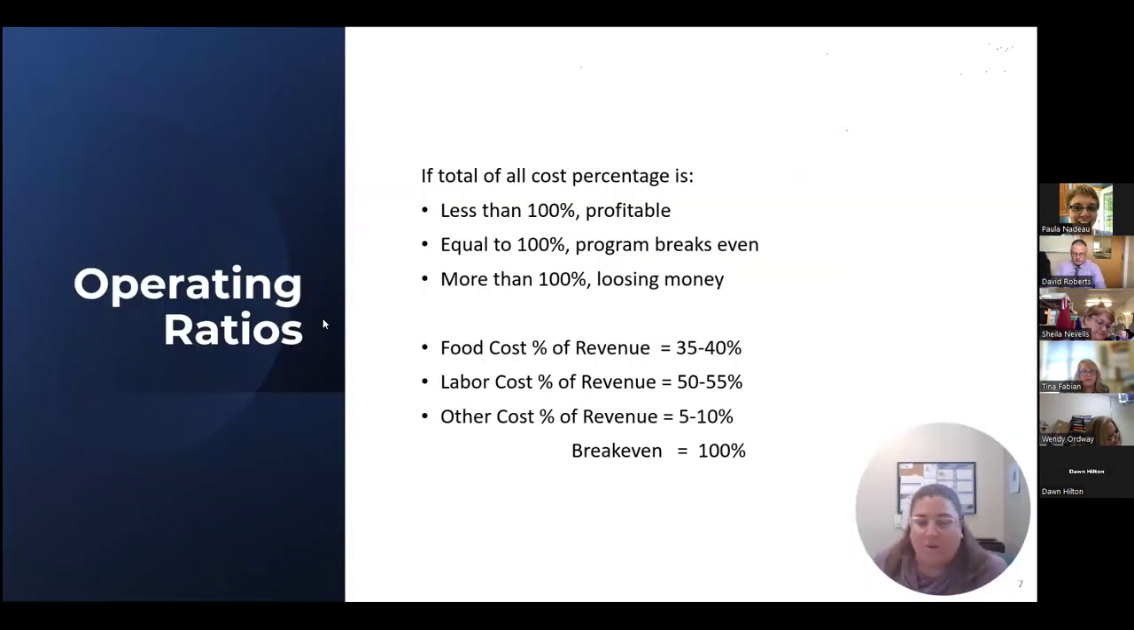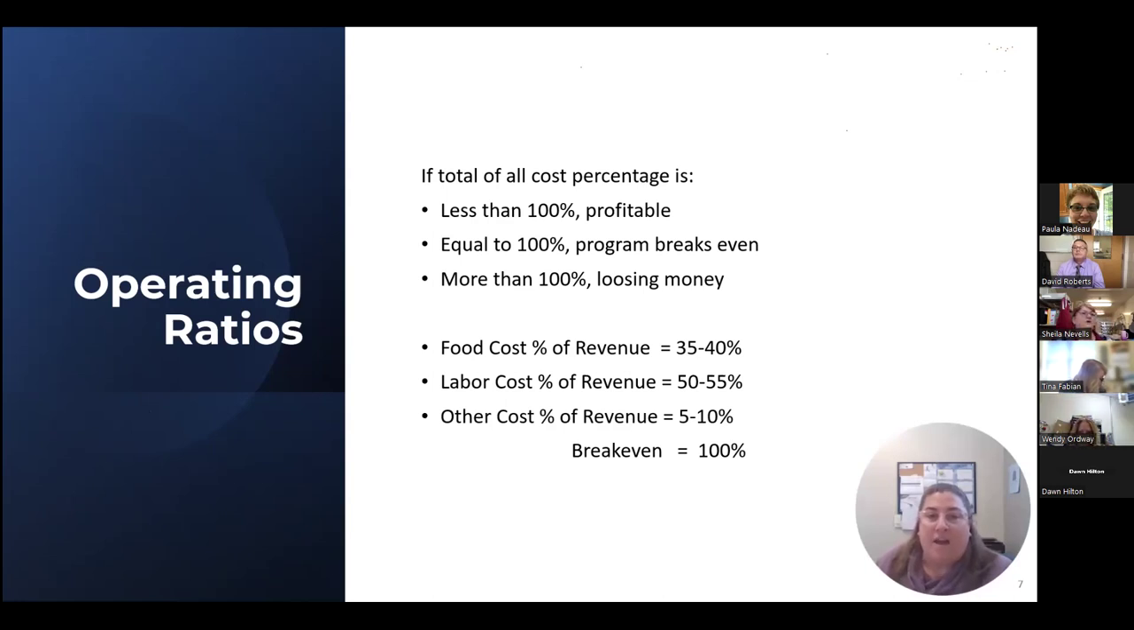So now we're looking at, what does this mean? When monitoring these factors, you can determine if costs are within guidelines using the basic industry guidelines. You have your total percent that we're looking at right here. For food costs, if it's between 35 and 40%, that's where you want to be. That's the industry standard. Labor costs around 50 to 55%, and other costs of revenue are between 5 and 10%.